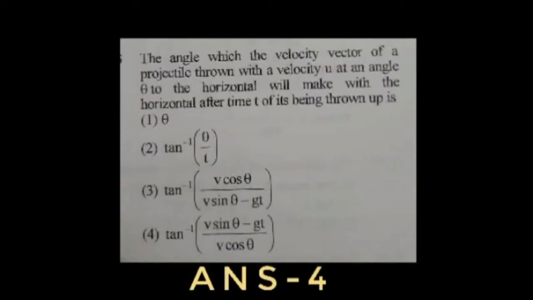The angle which the velocity vector of a projectile thrown with a velocity u at an angle theta to the horizontal will make with the horizontal after time t of its being thrown. Options and answer are given below. You have to find out the angle. It's also a very important question. Kindly note it down along with the answers.